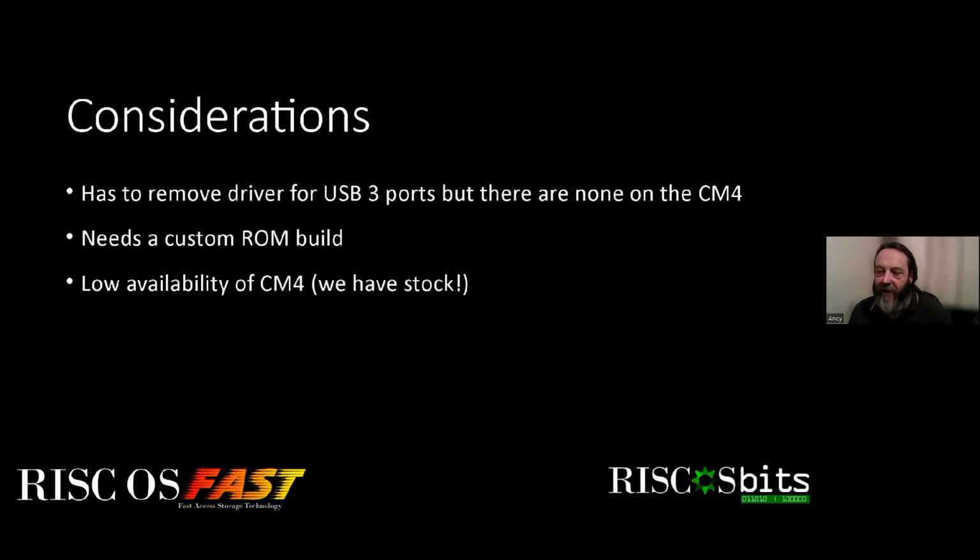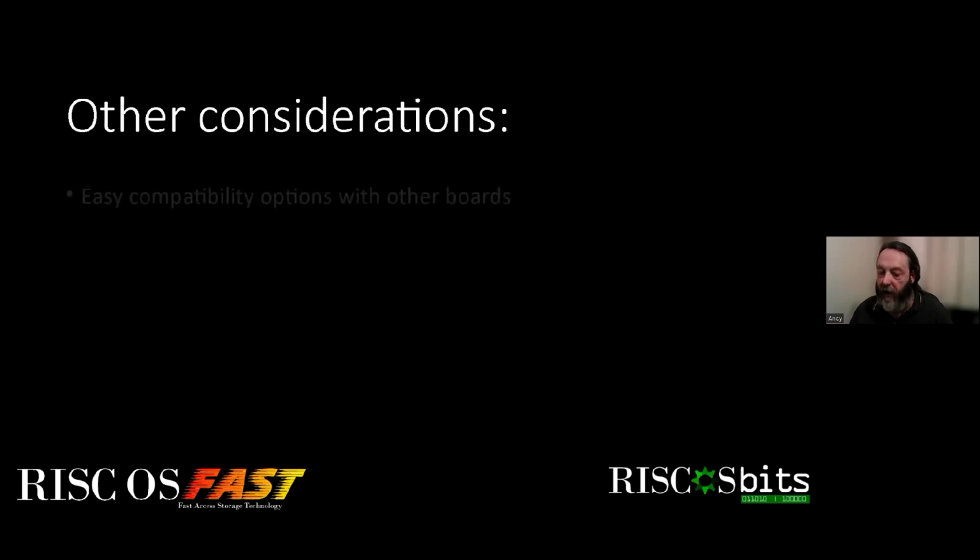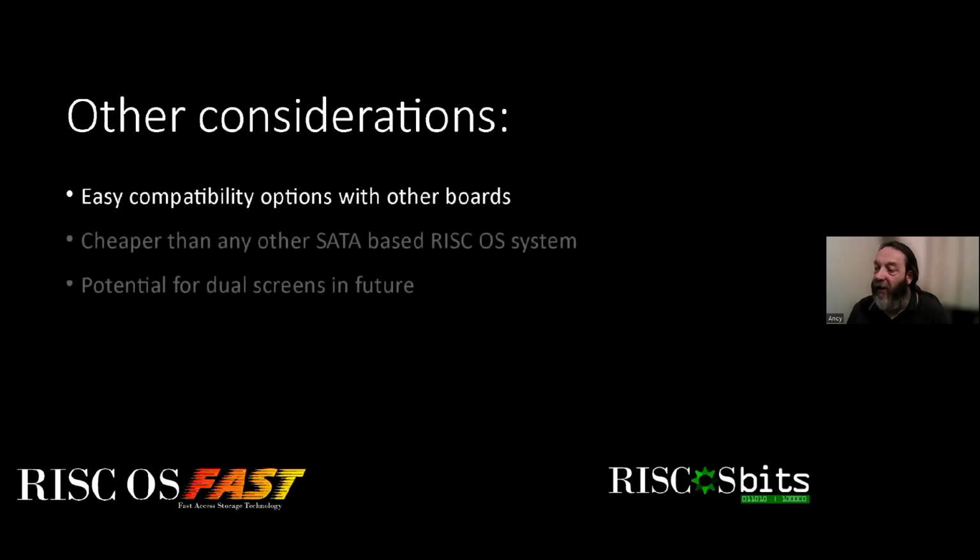Compute Module 4s lasted a lot longer than Raspberry Pi 4s in terms of stock at the beginning of the component shortage. And I think as a result of that, they're now not coming back into stock as quickly as Raspberry Pi 4s. Some other more positive considerations, then: there's relatively easy compatibility options with other boards.